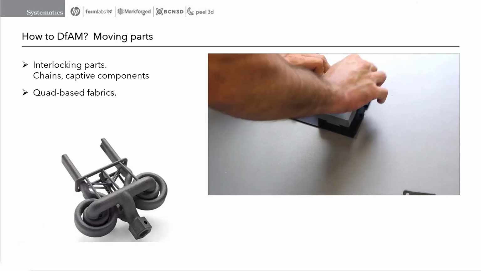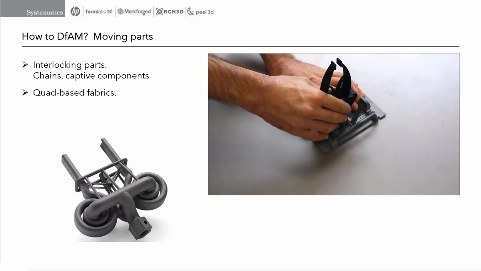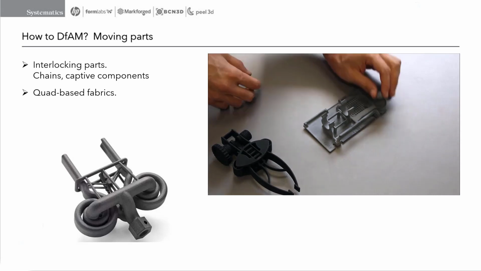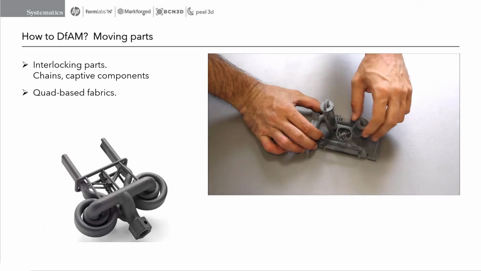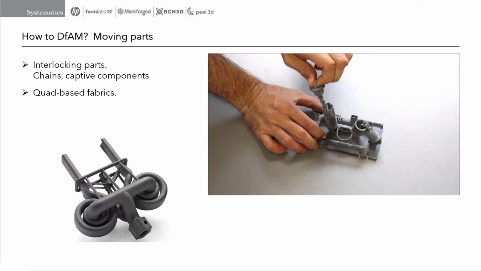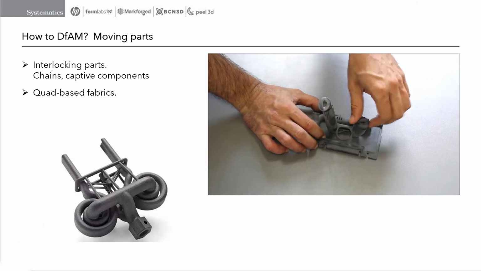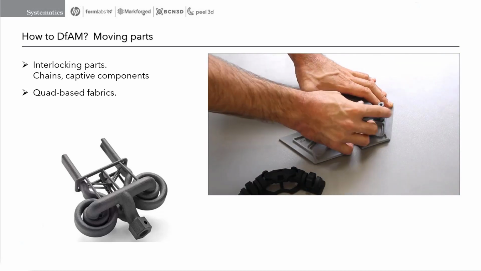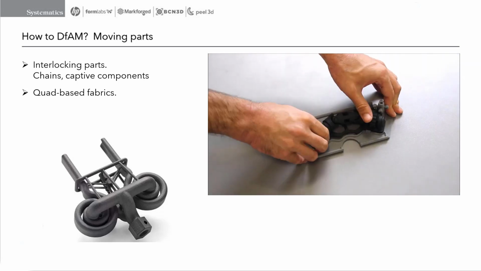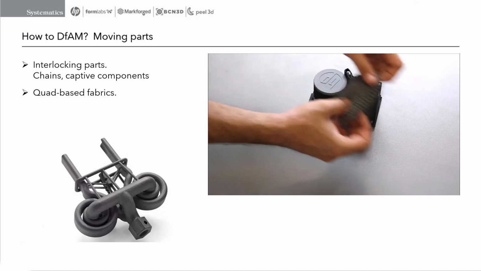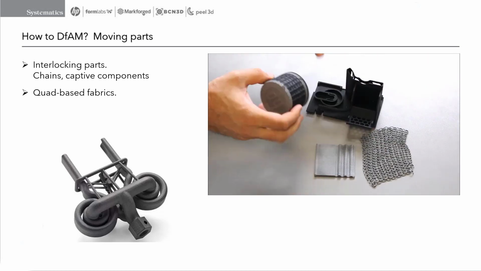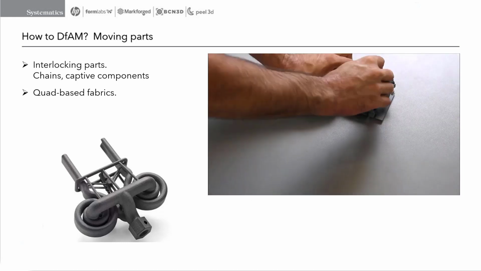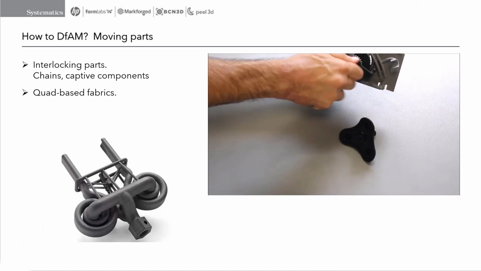DfAM can also be used to create complex parts with moving mechanisms. They can be printed as a single part with each link connected by a flexible joint that allows for relative movement. These parts can be used in a wide range of applications, from robotics to fabric design. Chains, fabrics, grippers, gears, CV joints, passcodes, and sliders are just some of the examples.